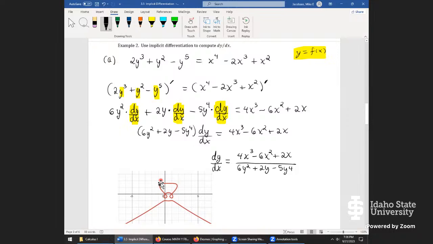Yeah, go ahead. Is there a way to decide x and y coordinates? Oh yeah, you could say, for example, if you knew that you wanted a point where x equals 2, you would plug 2 here, here, here, and then solve for y, which is not fun. That's a degree 5 polynomial.